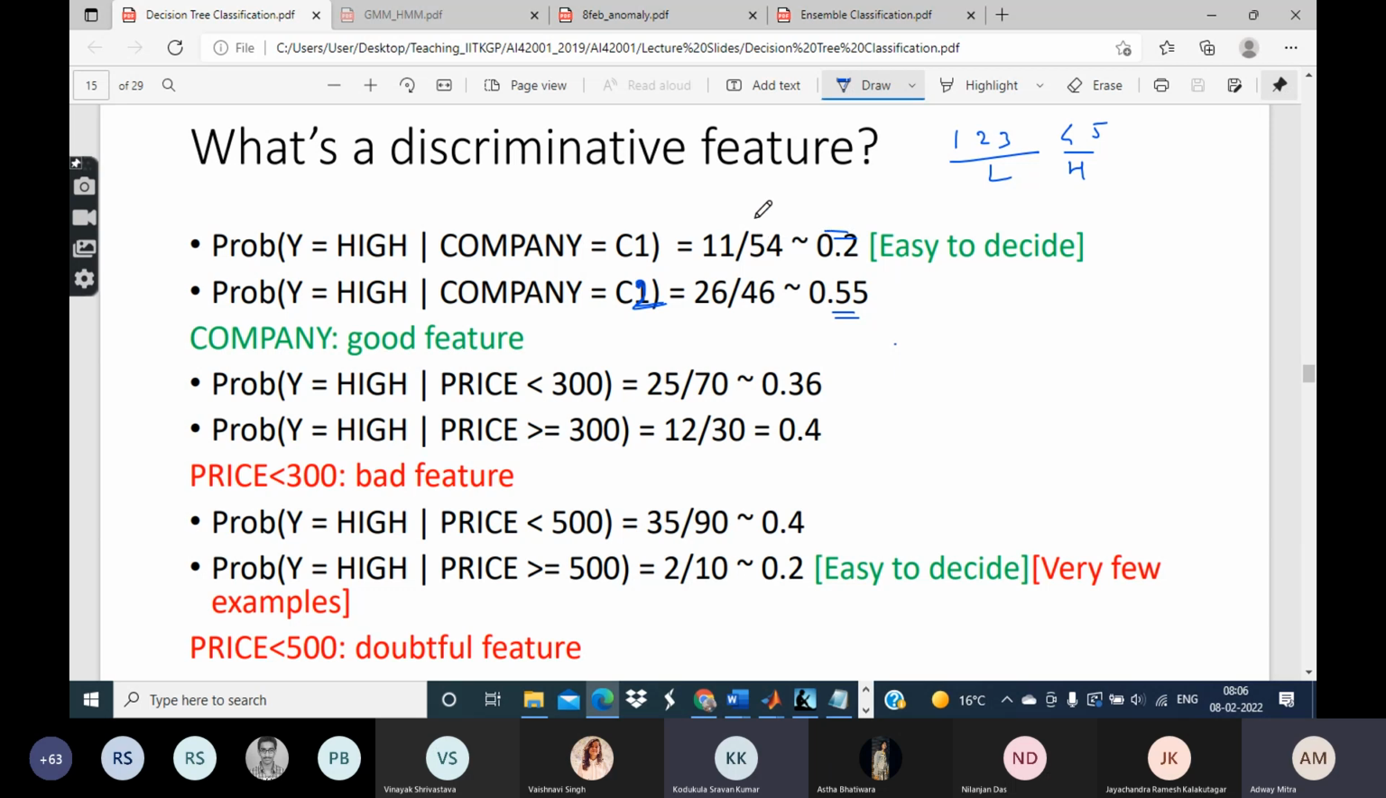Here, 43 out of 54. There are initially 100 examples, the different cameras. On the basis of the company feature, these 100 have been divided into two clusters. One has 54 members, the other has 46 members, and this is done on the basis of the feature value. Now, if you consider these 54 cameras, 43 of them have low rating. That is, we can say that 80% of them belong to one class. And which class is that? The low level. So we can say that this is a fairly homogeneous population.